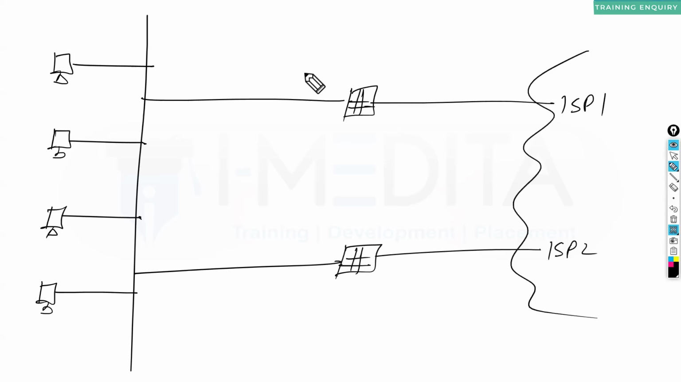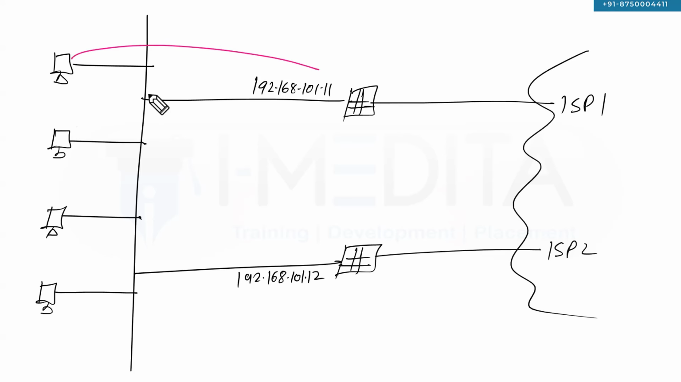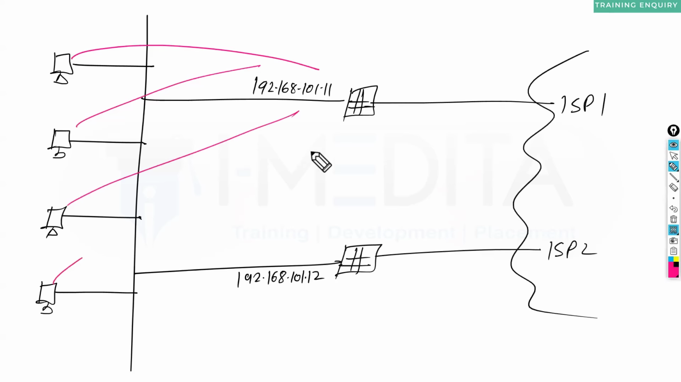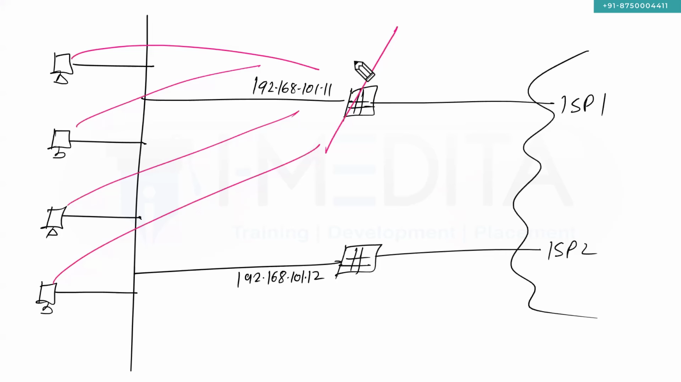Now, on these firewalls' LAN interfaces, we will configure IPs, like 192.168.101.11 and 192.168.101.12. Now the question is, what will be the gateway for these clients? If we say your gateway is 11, then all the traffic will go via firewall 1. If firewall 1 goes down, they will not be able to go outside.